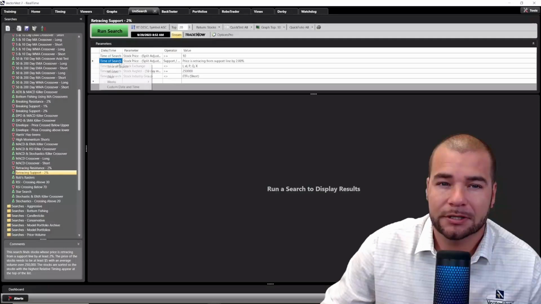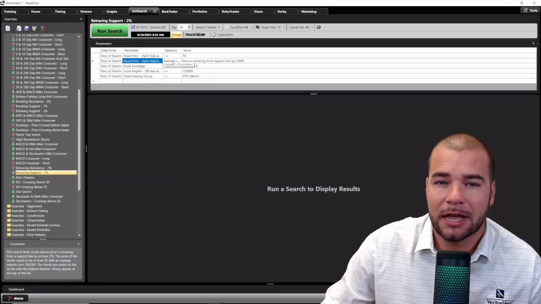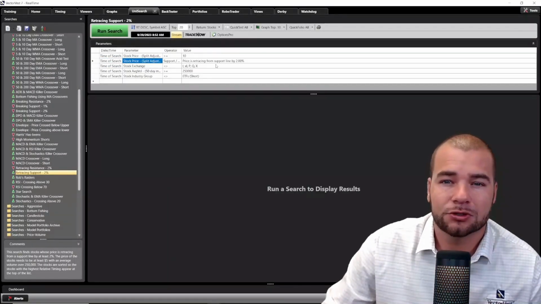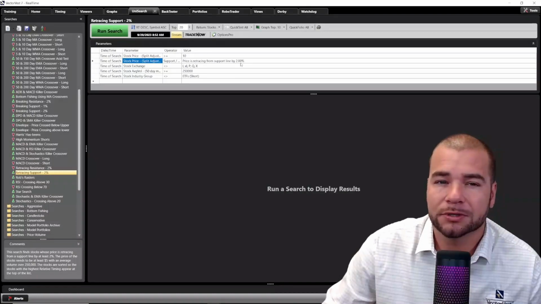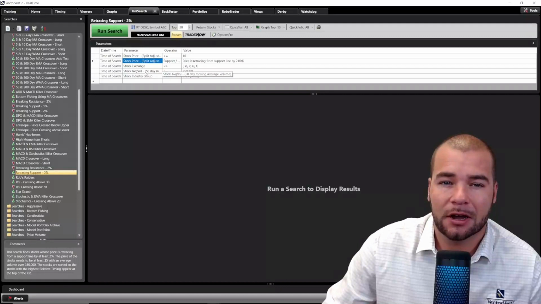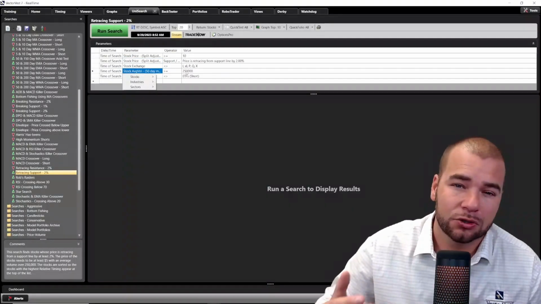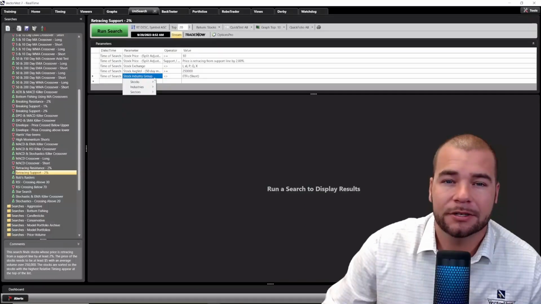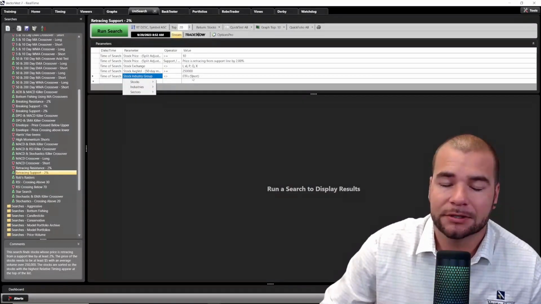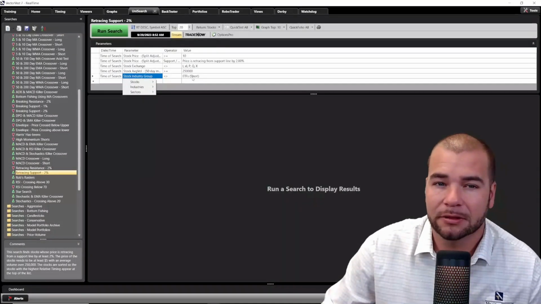Now, the next one here is time of search. The stock price is at support resistance. Price is retracing support line by 2%. Now, that exchange is not equal to the pink sheets here. The stock average volume has to be greater than 250,000 to ensure liquidity. And the stock industry group is not equal to ETFs short, so contras will not appear in the list here.